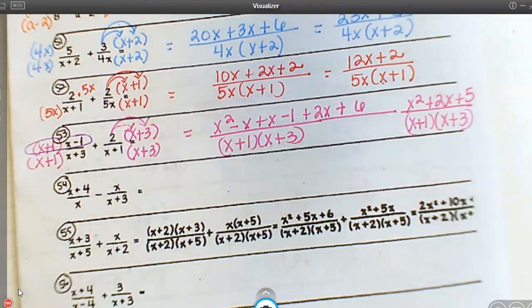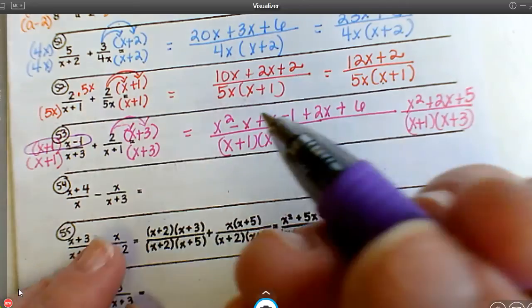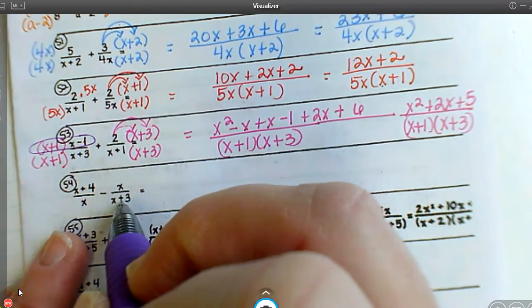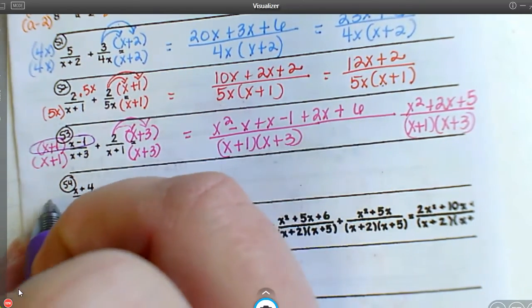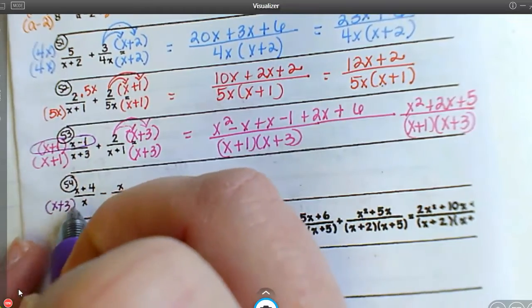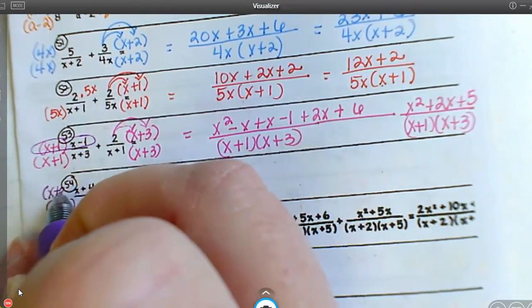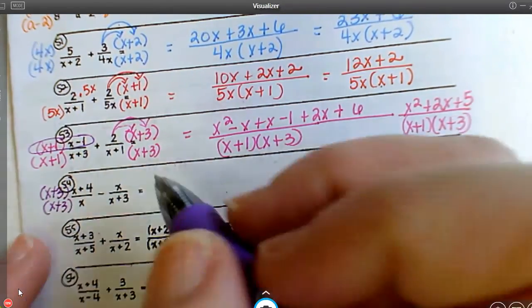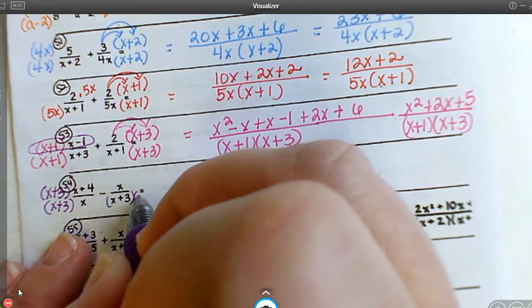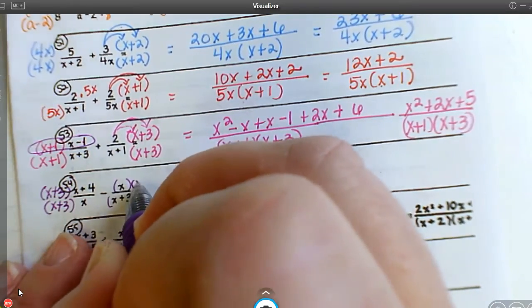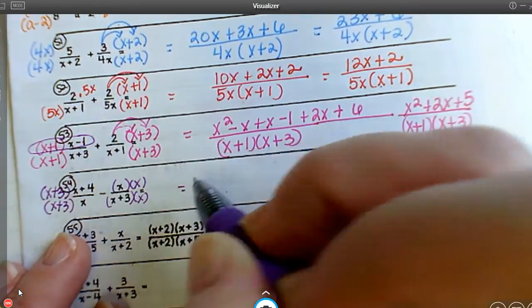Okay? I'm going to do one more like that, where there's more things to multiply, and then we'll stop and you'll have time to practice. So, x and x plus 3. So this one's going to have to multiply by x plus 3, which means the top one also has to multiply by x plus 3. This one has to multiply by x, which means the top has to multiply by x.